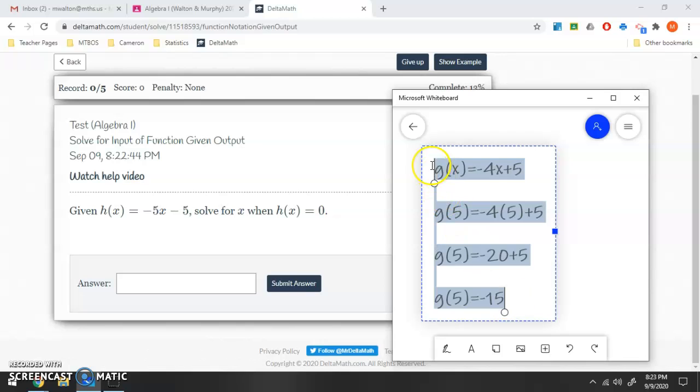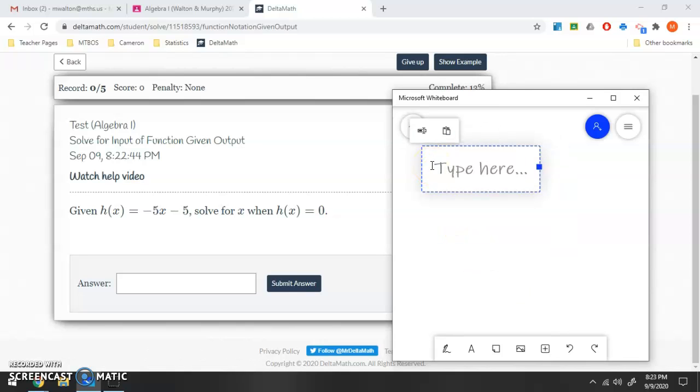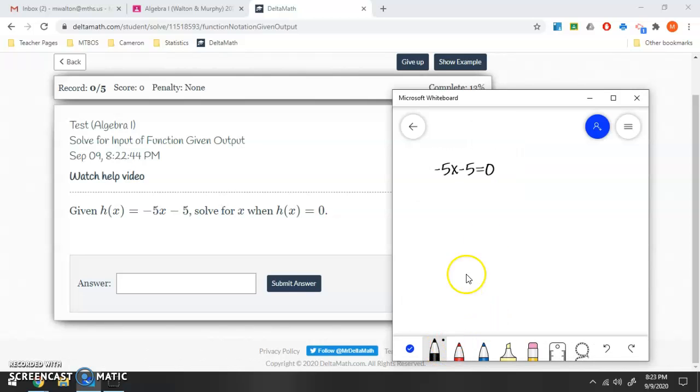All right, so I'm going to type this out. Our rule is negative 5x minus 5. I don't know what the input is yet. I don't know what x is, but I do know that this output is going to be 0. And if we think about this from way back in geometry, I believe you solved these, we need to solve this equation. So I have negative 5x minus 5 equals 0. First thing we're going to do is add 5 to both sides.